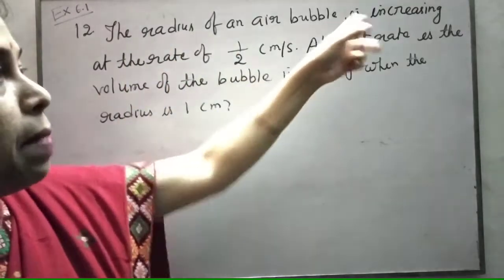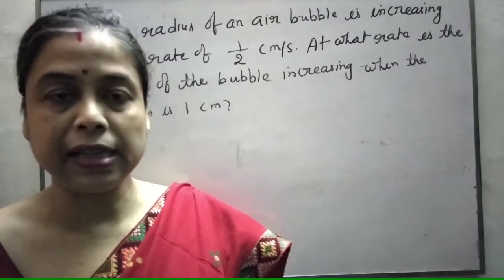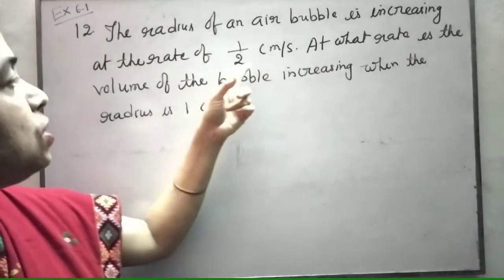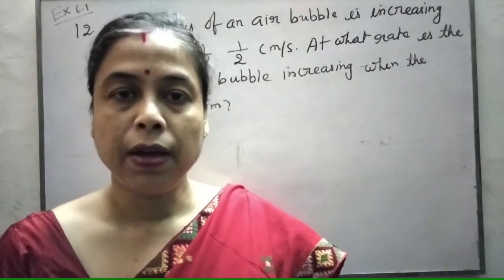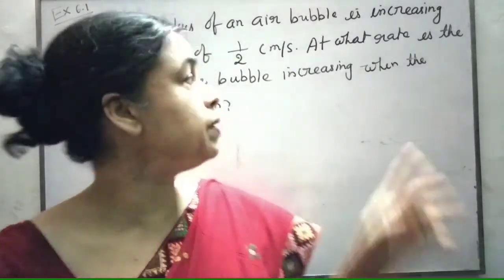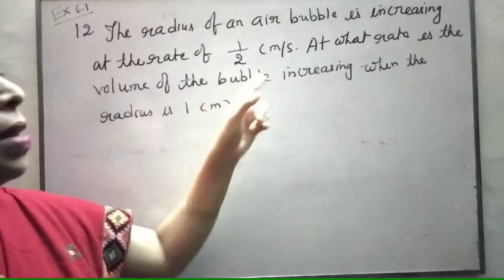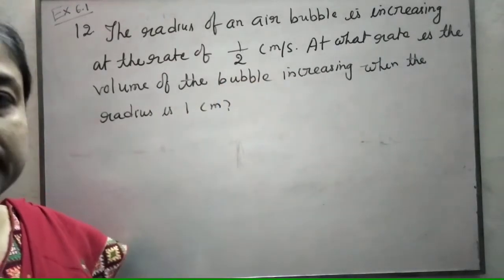The radius of an air bubble is increasing. The air bubble is spherical in shape. The radius is increasing at the rate of half centimeter per second, that is, the rate of change of radius is 1 by 2 centimeter per second. What is asked? The rate of change of volume of the bubble at the instant R is equal to 1 centimeter.